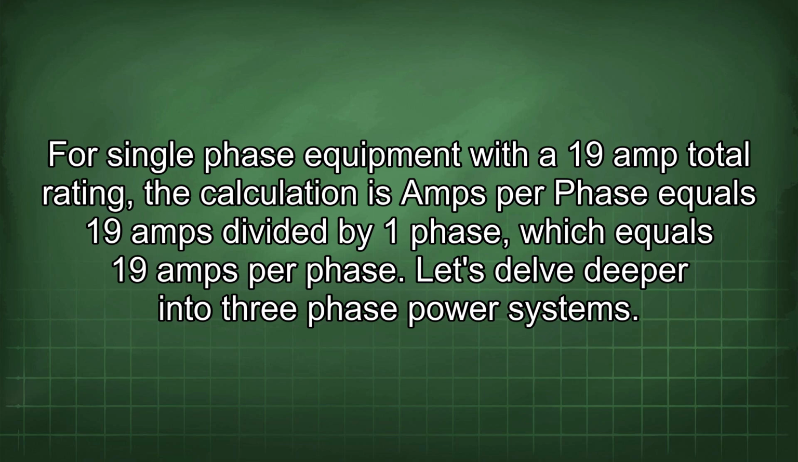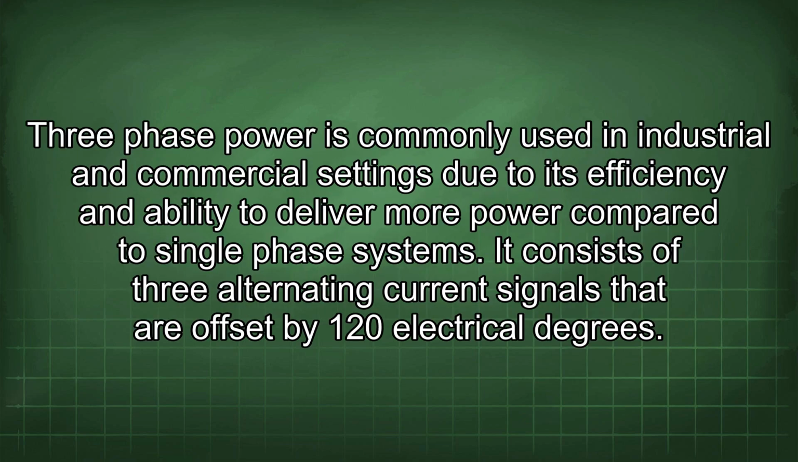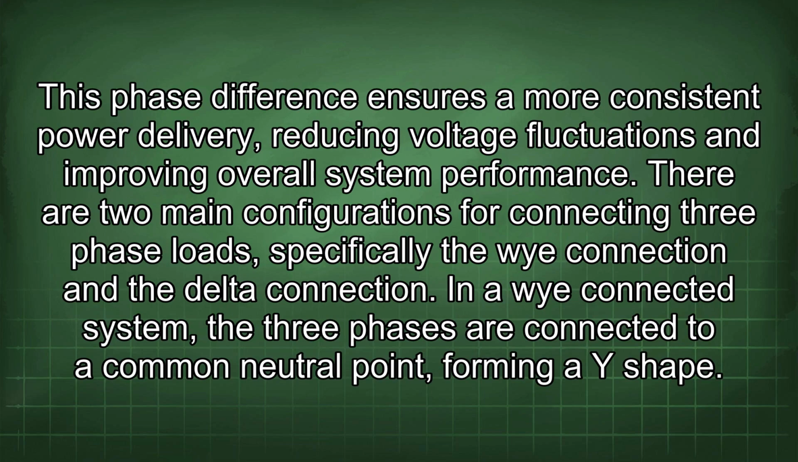Let's delve deeper into 3-phase power systems. 3-phase power is commonly used in industrial and commercial settings due to its efficiency and ability to deliver more power compared to single-phase systems. It consists of 3 alternating current signals that are offset by 120 electrical degrees. This phase difference ensures a more consistent power delivery, reducing voltage fluctuations and improving overall system performance.